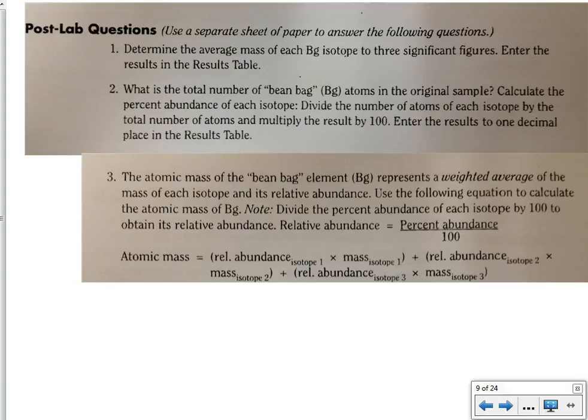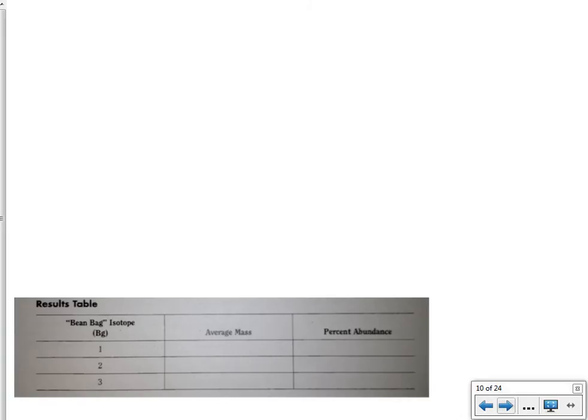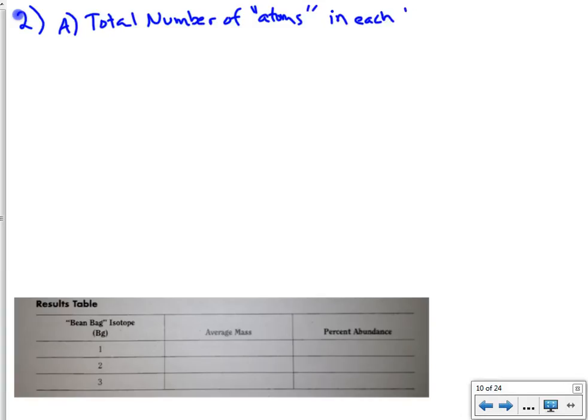So what we are going to do is divide this problem into 3 different parts. So this is question number 2, and in question number 2, part A, we're going to find the total number of atoms in each baggie.